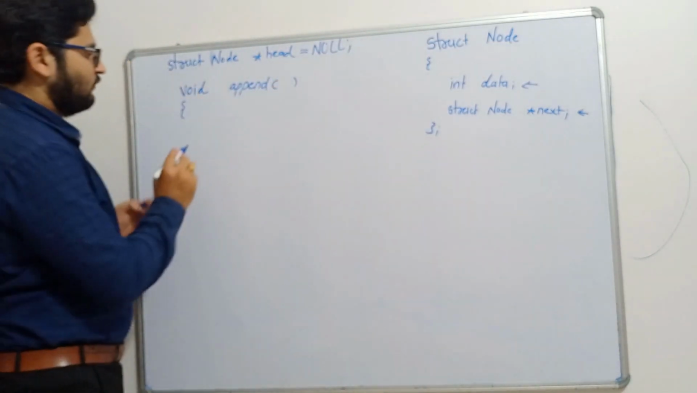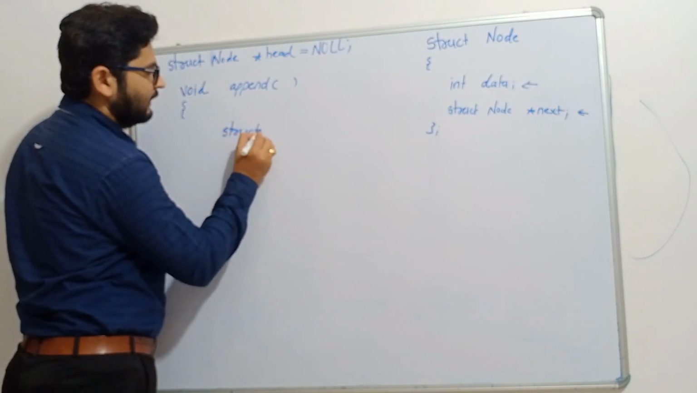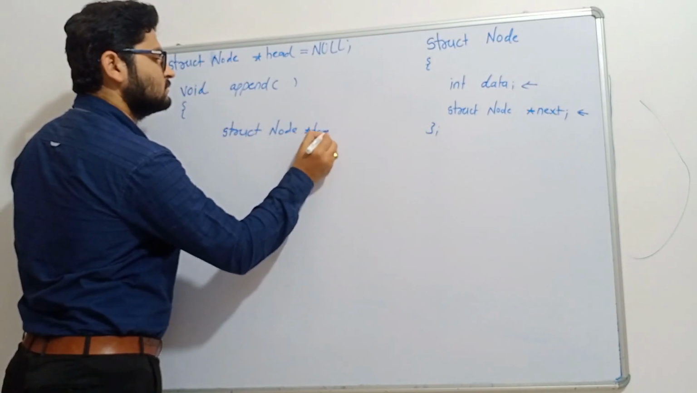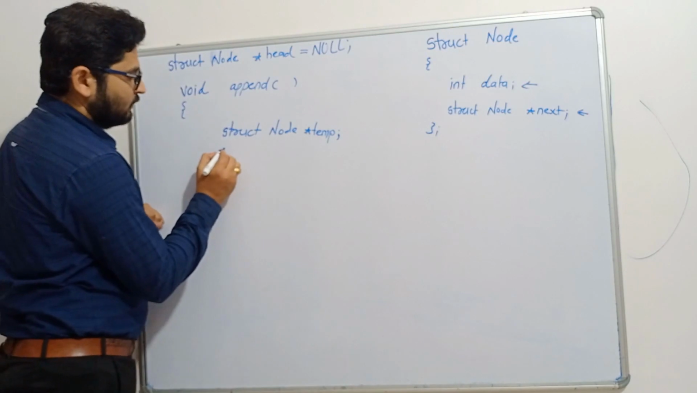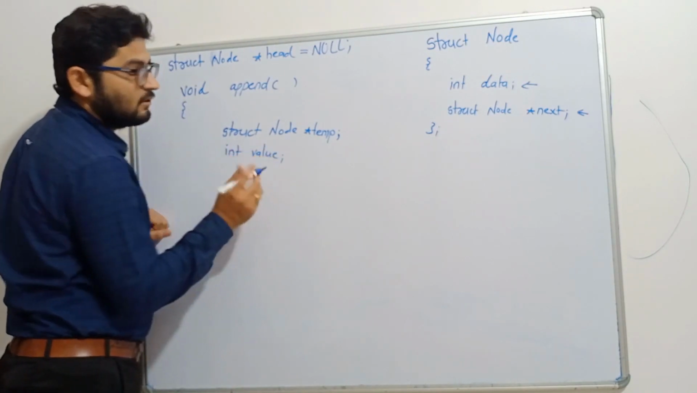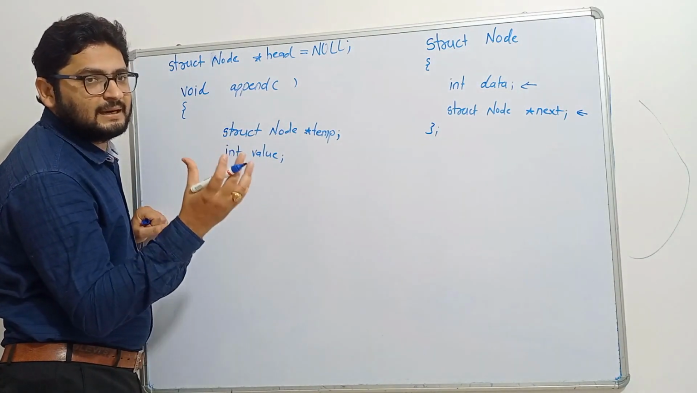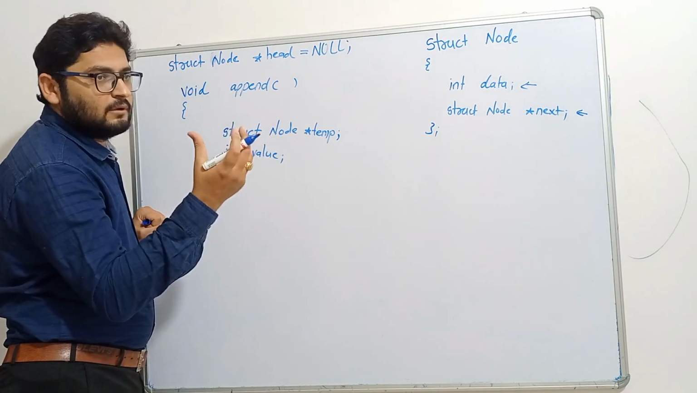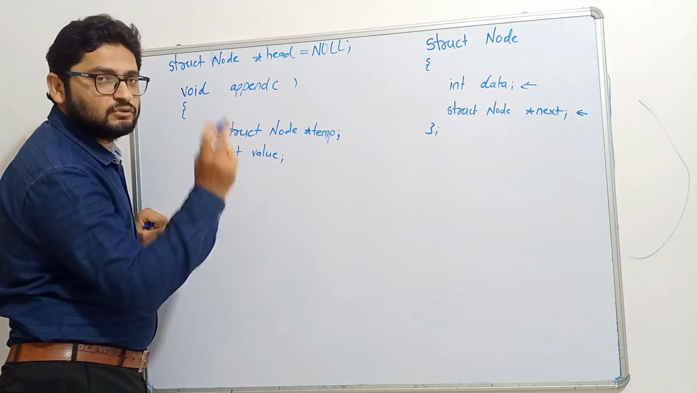So in append, first of all, I am going to create one temporary pointer of struct node. Then I am going to create one integer value. Obviously, we are now creating the node, and a node will only be created when we want to store a value in the linked list. So what value we have to store, that we are going to ask the user.